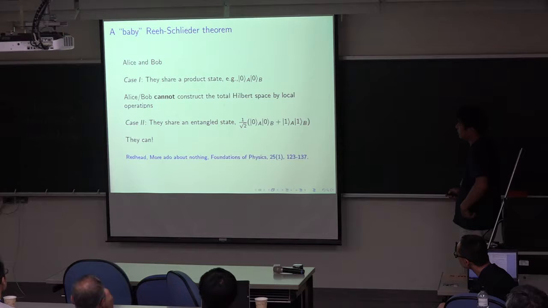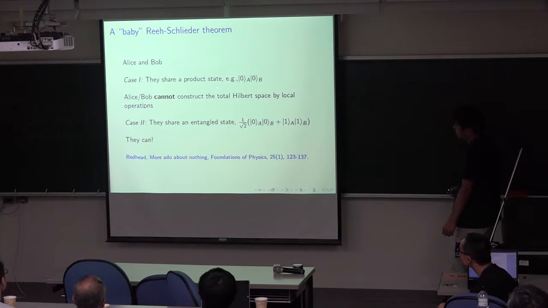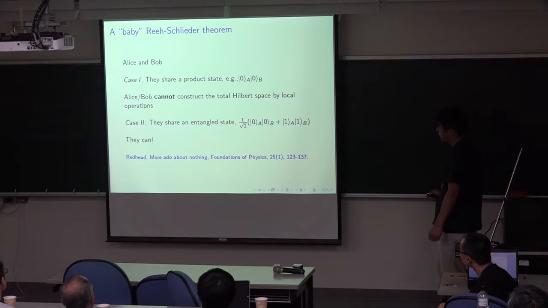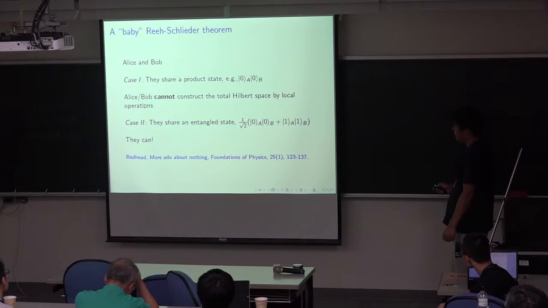To catch the idea underlying the Reeh-Schlieder theorem, I would like to use a very simple example to show what this theorem says. Let's consider Alice and Bob. Consider two cases. The first case is that they share a product state, for example, this kind of state, and Alice or Bob cannot construct the whole Hilbert space by local operation. Local operation means that Alice can only do operations in her own Hilbert space.